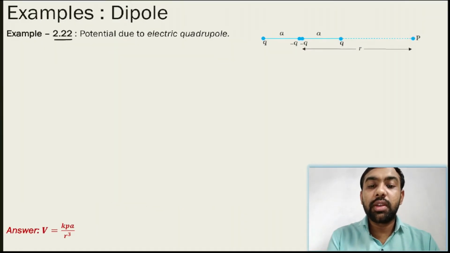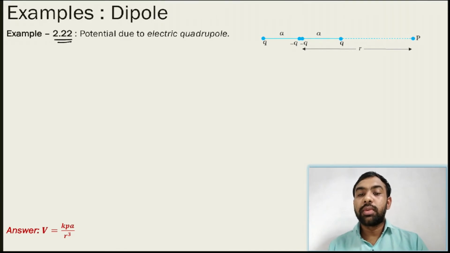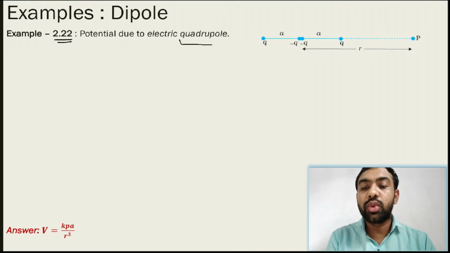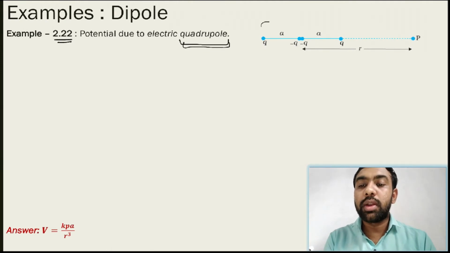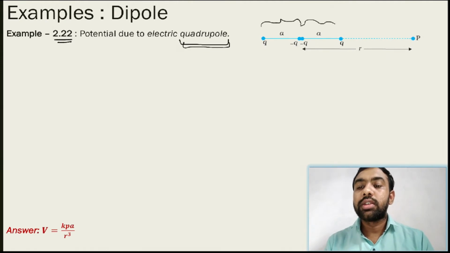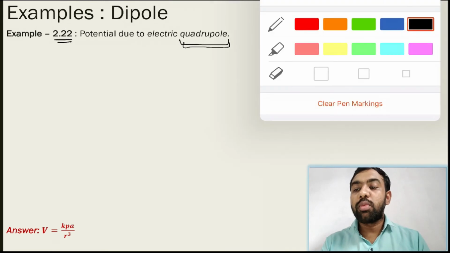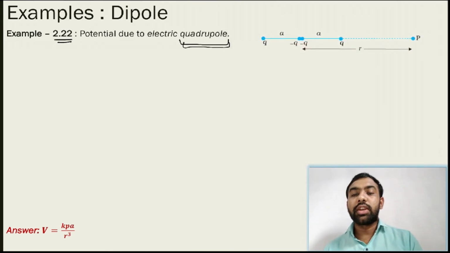Let's see example number 2.22 from the textbook, the potential due to electric quadrupole. So here, two dipole moments are created, plus q and minus q, that is the first dipole moment, and here is the second dipole moment. So these two dipole moments are arranged like this. We call it an electric quadrupole.